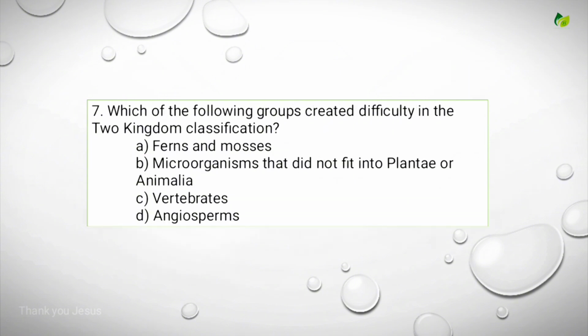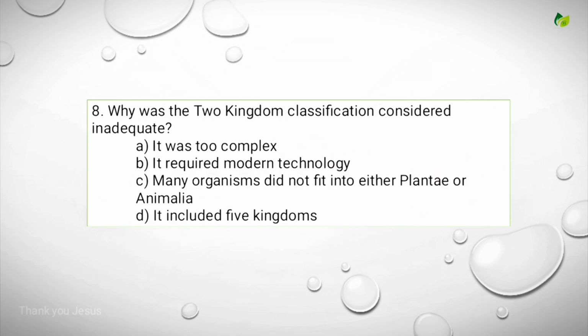Which of the following groups created difficulty in the two kingdom classification? Options are ferns and mosses, microorganisms that did not fit into Plantae or Animalia, vertebrates, angiosperms. For this, the correct answer is microorganisms that did not fit into Plantae or Animalia. The two kingdom system of classification was simple, but many organisms could not be placed either in plants or in animals, like microorganisms. That is the correct answer. Let's see the next question.